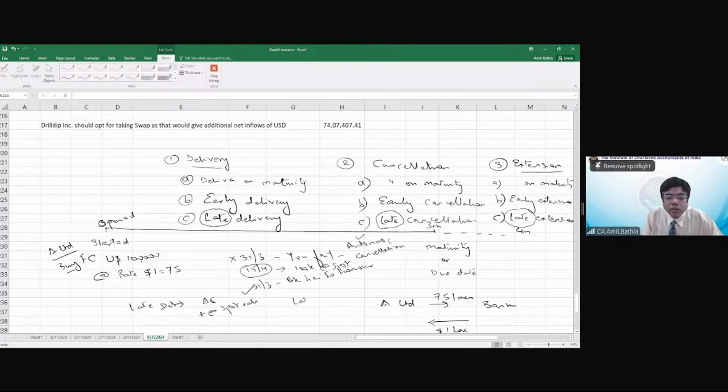What if there is late cancellation? What happens then? Any ideas? Any difference? We are already late in cancellation of your contract. So automatic cancellation will automatically happen. Yes or no? Am I right? Similarly, if there is late extension, then what will happen? Late extension means again there is automatic cancellation, plus now a fresh forward contract comes into it. Are you with me?